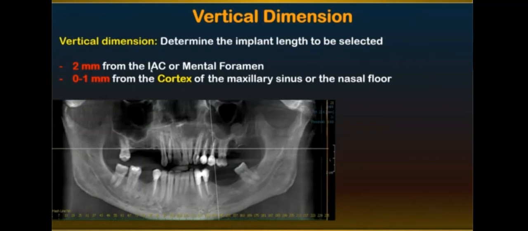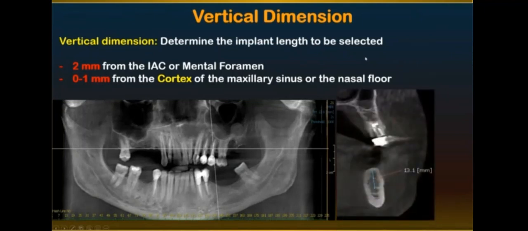What about the maxilla or any bone cavity? We leave from 0 to 1 millimeter from the cortex of the maxillary sinus and the nasal floor. So here we can check the vertical dimension. This height is 13.1 millimeters, which means that I can put a maximum implant length of 11 millimeters.